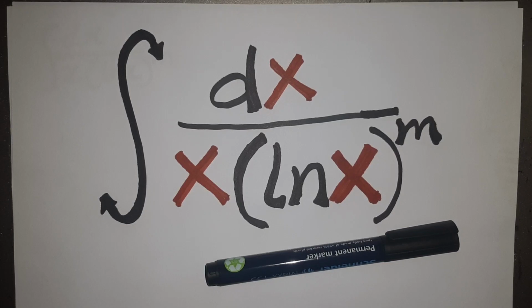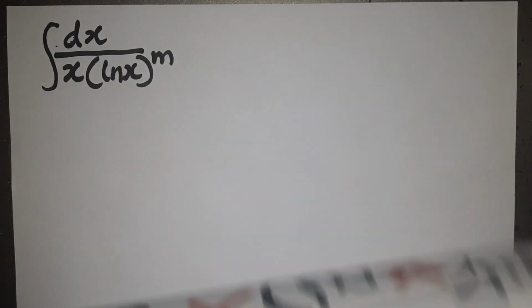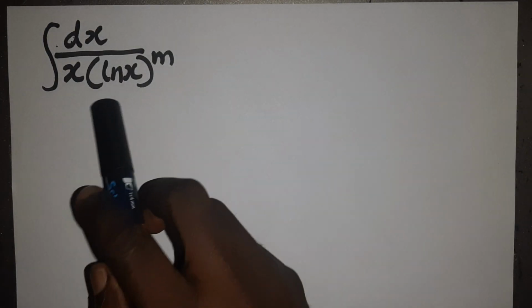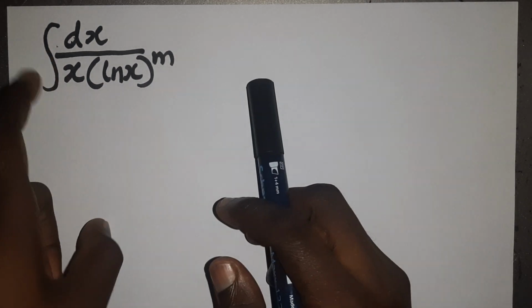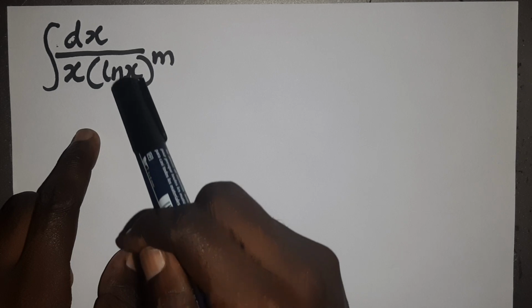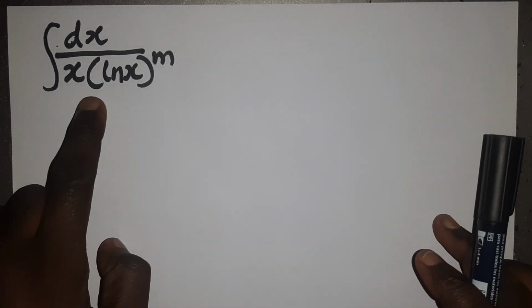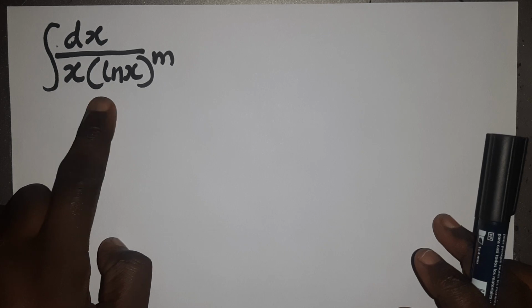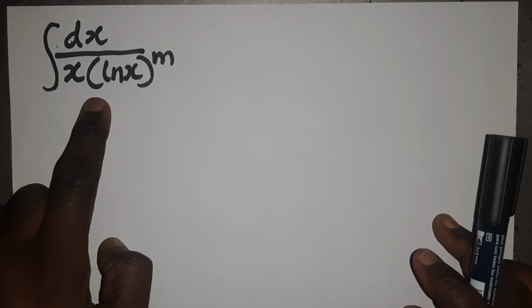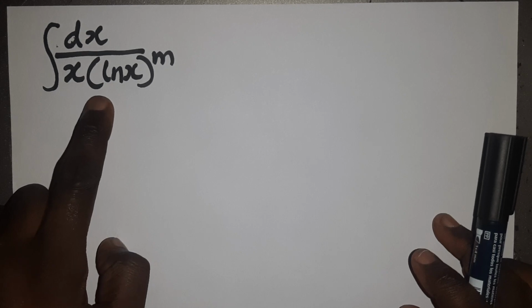Okay, so here we have this interesting integration problem. So let's see how we're going to go about it. We have the question written here: the integral of dx over x, open bracket, ln of x, close bracket, all raised to power m. Looking at the question, we cannot integrate directly. It is not in standard form. So we are going to check and know the right approach.